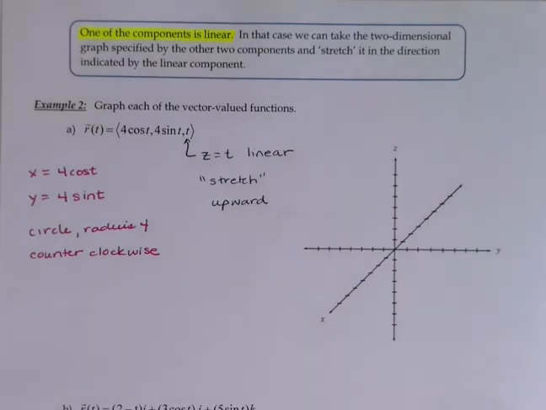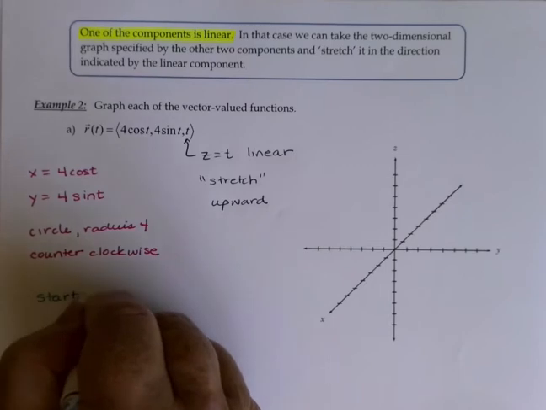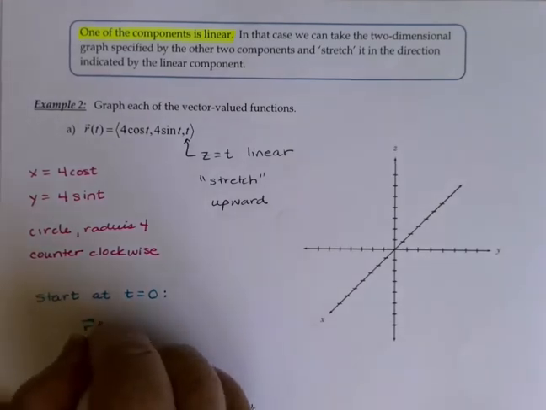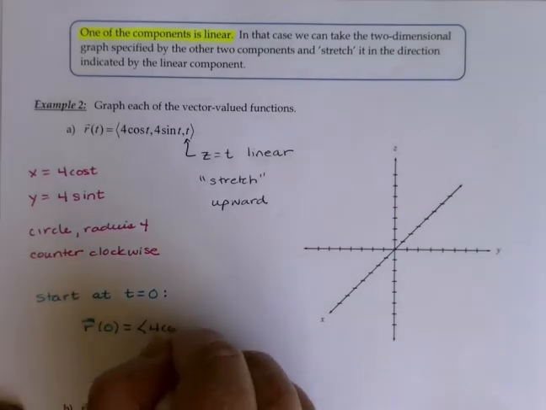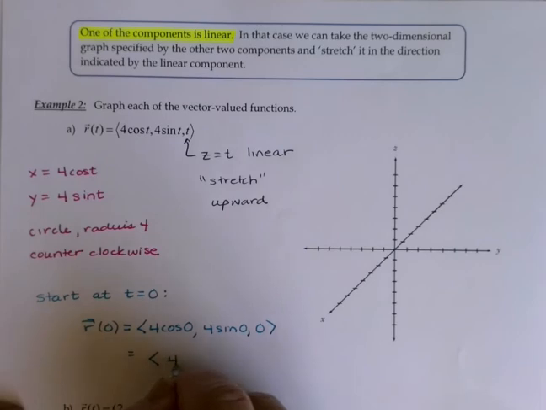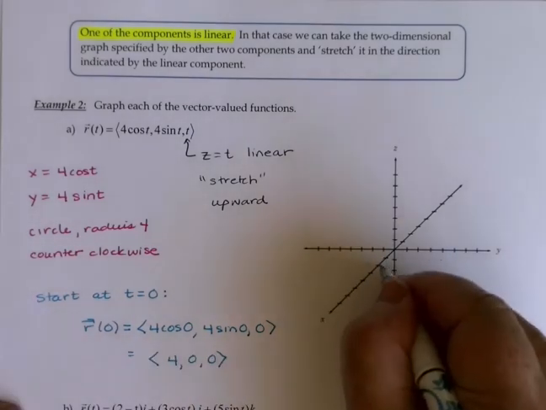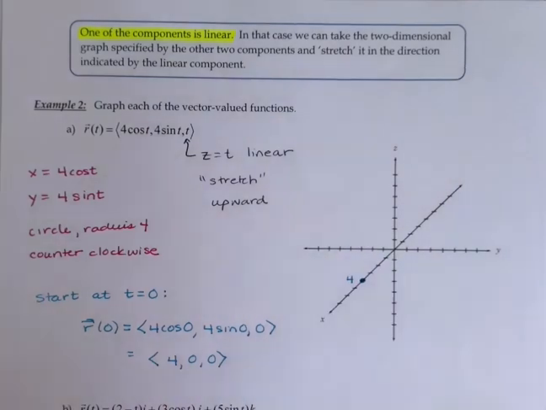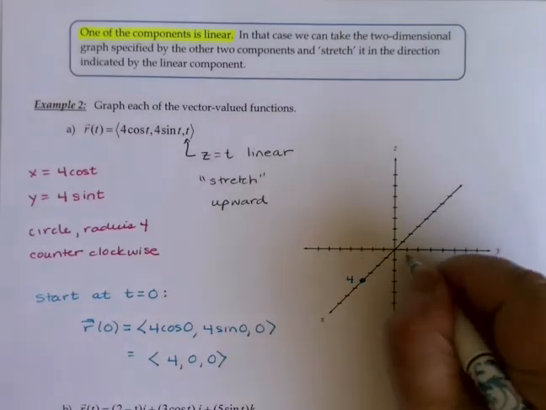Let's give this a try. I always like to have some kind of a starting point. So let's start at t equals 0. Unless I'm given a specific range of values for t, I'll typically start at 0. Of course, we could go backwards from there as well, but I'm just going to start at 0 and go forwards. So r of 0 is 4 cosine 0, 4 sine 0, 0, or 4, 0, 0. Meaning I'm going to start on the x-axis out here at 4. Now I'm going to go around in a radius of 4. Let me just mark the 4s.